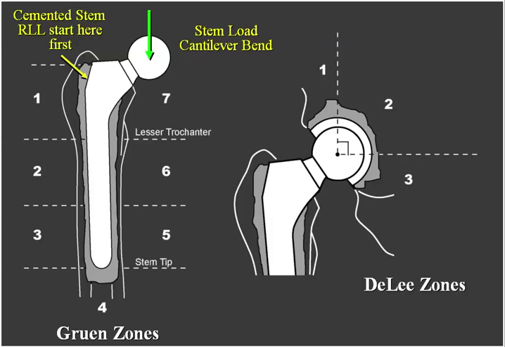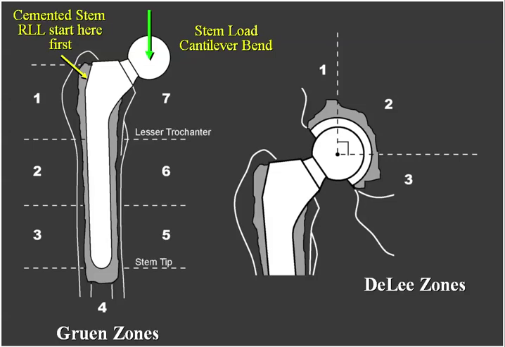The Gruen zones describe radiolucencies. Just remember this for the boards, that the hips load with cantilever bending, and if you have a cemented stem, you're going to see your radiolucent line first in zone 1. That's why Tom Gruen labeled that area zone 1, because that's where the action is.